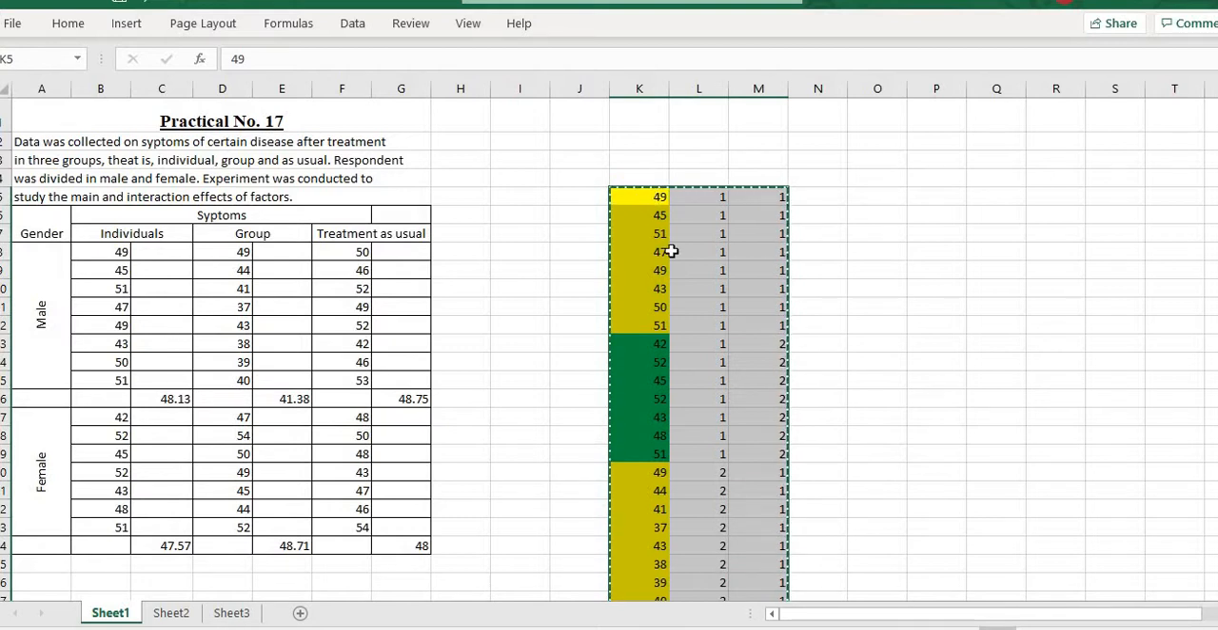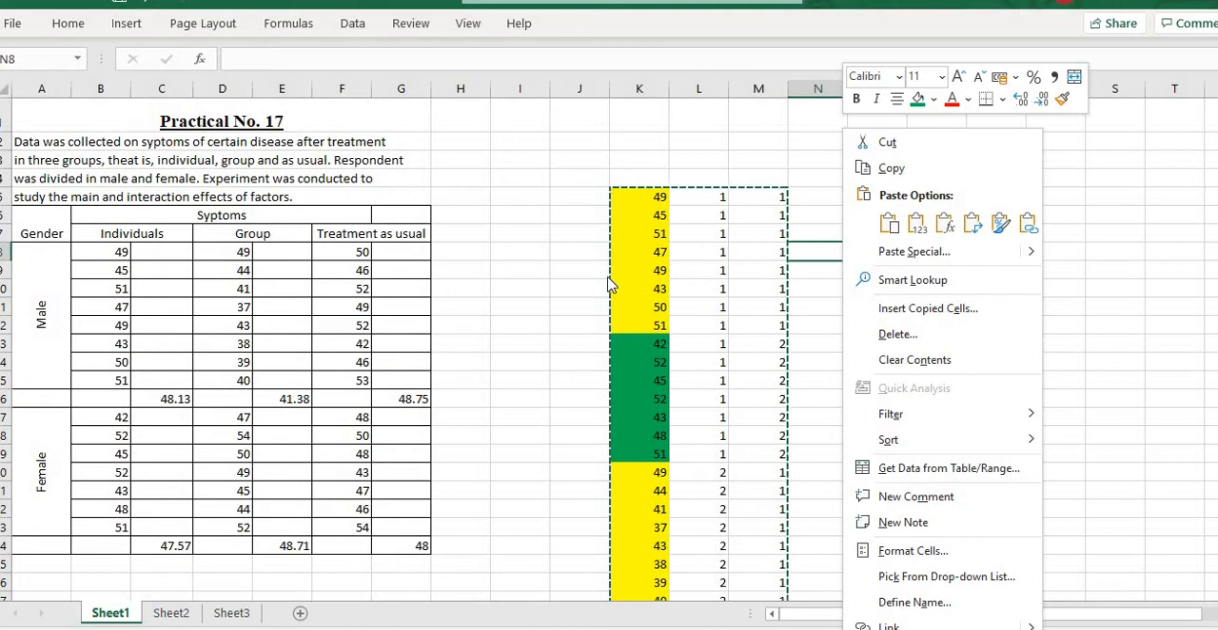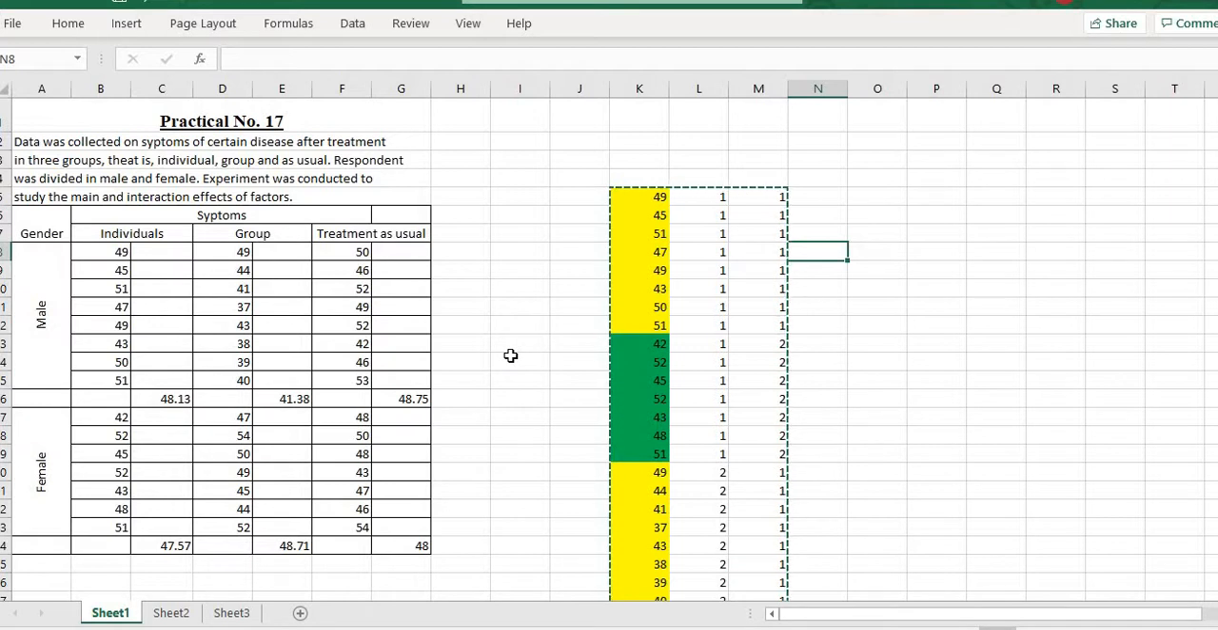The yellow color shows gender male and green female. Here 1 is for individual, 2 for group, and 3 for treatment as usual, in this column. In the M column, 1 is used for male and 2 is used for female.